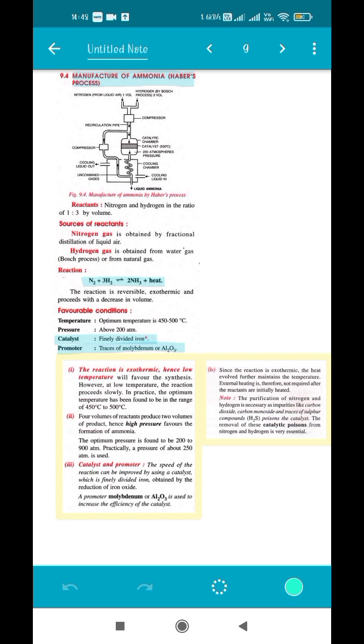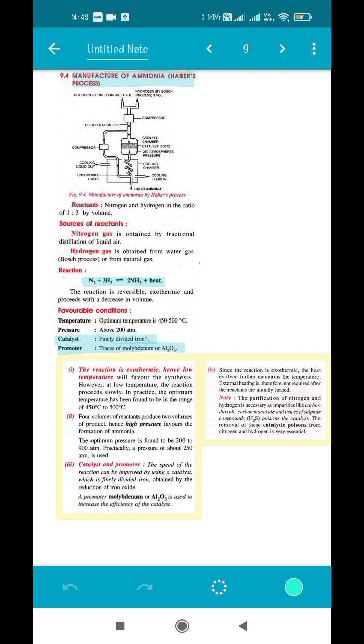So the reaction is nitrogen plus hydrogen will give you NH3 and heat. It is an exothermic reaction. It is also a reversible reaction. So don't just put a single arrow, you have to put a double-sided arrow. The reaction is reversible, exothermic, and proceeds with a decrease in volume.